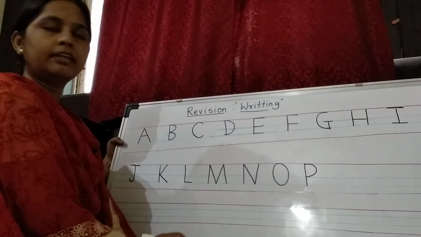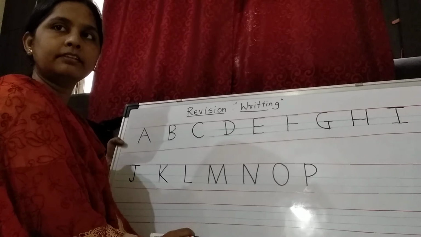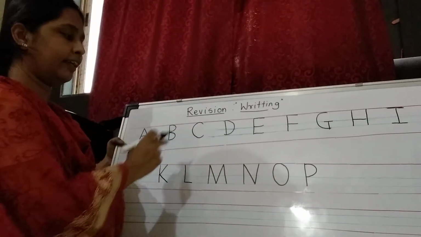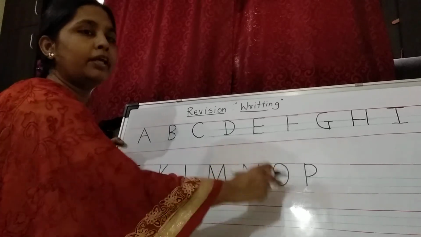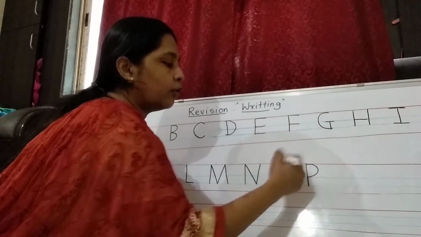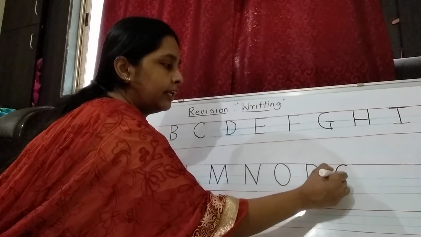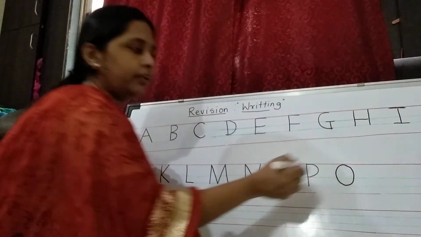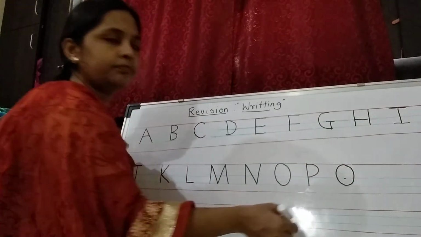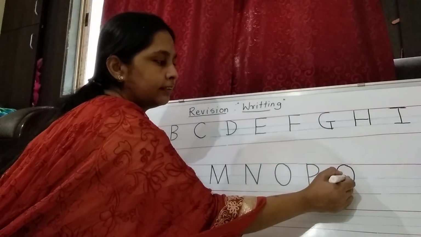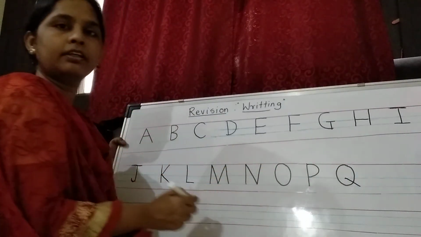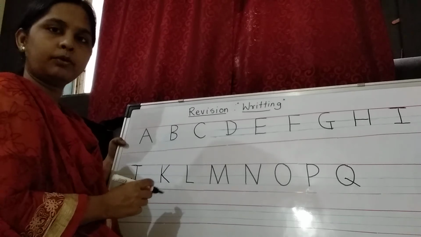Done, children? Yes. After P, next is? A, B, C, D, E, F, G, H, I, J, K, L, M, N, O, P, Q. Q. So write down Q. Like O, write down a circle. Red to blue line circle. Give a dot on the blue line, and cross line. Cross, outside cross.